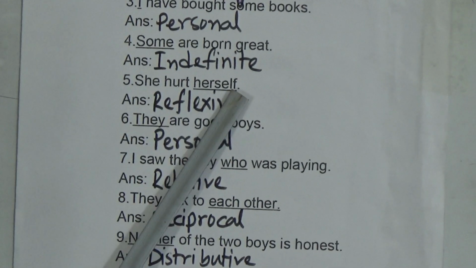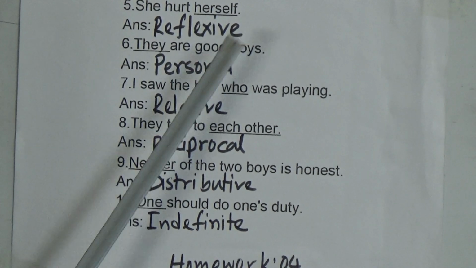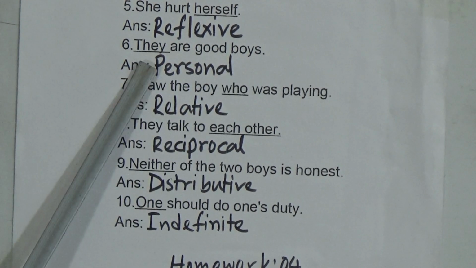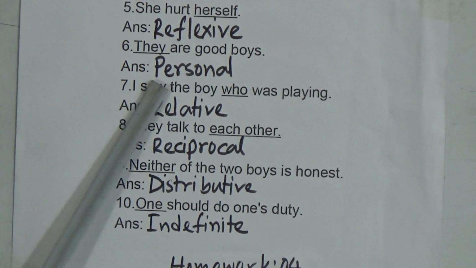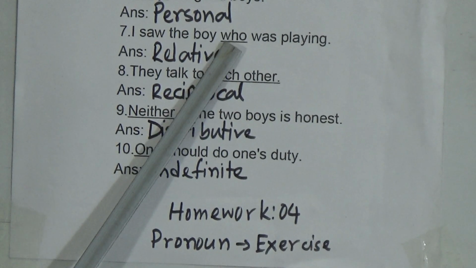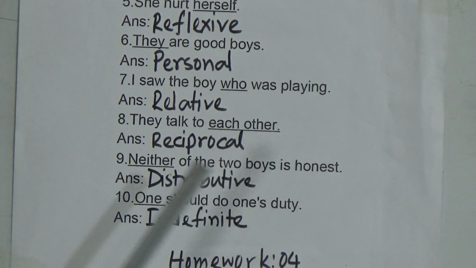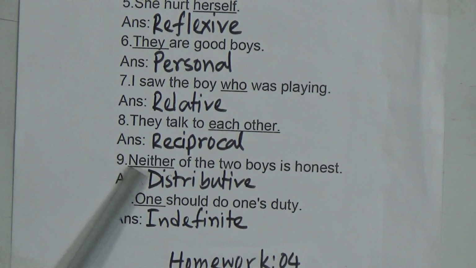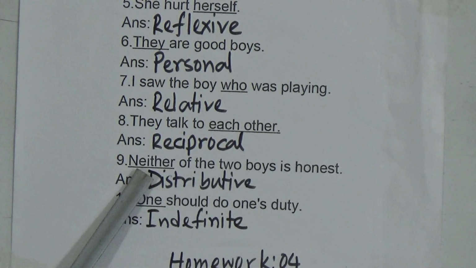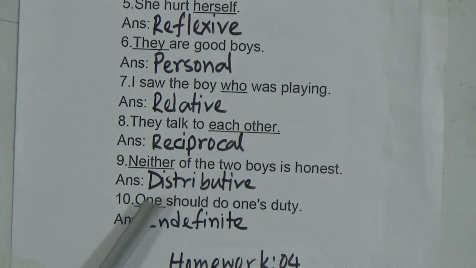Number 5, she hurt herself. The word herself is underlined and the answer is reflexive. Number 6, they are good boys. The word they is underlined and the answer is personal. Number 7, I saw the boy who was playing. Now look, the word who is underlined and it will be relative pronoun. Number 8, they talk to each other. Each other is underlined and the answer is reciprocal pronoun. Number 9 is neither of the two boys is honest. The word neither is underlined and the answer is distributive. Number 10, one should do one's duty and the word one is underlined and the answer is indefinite pronoun.